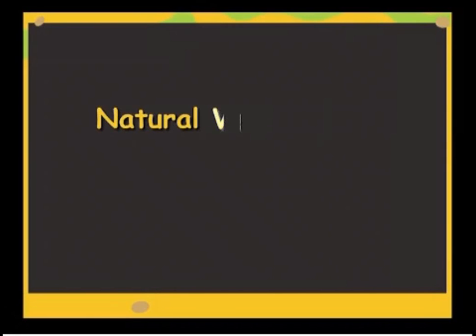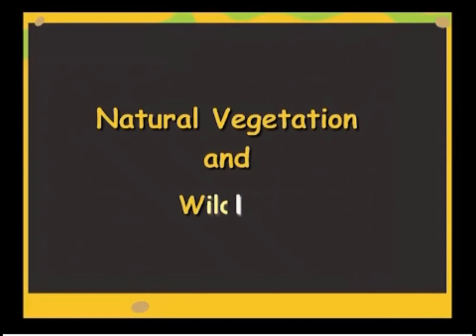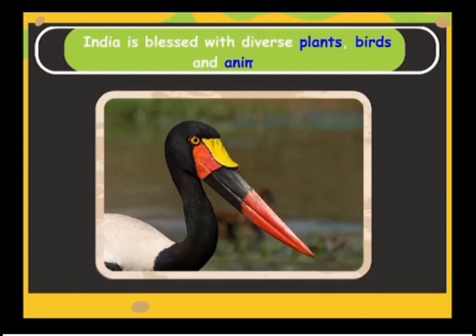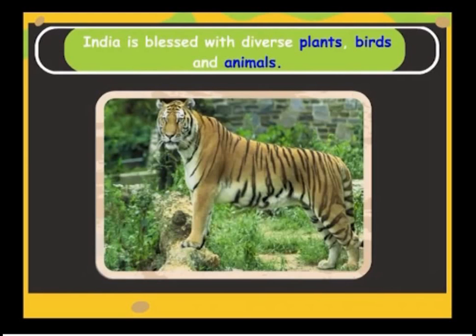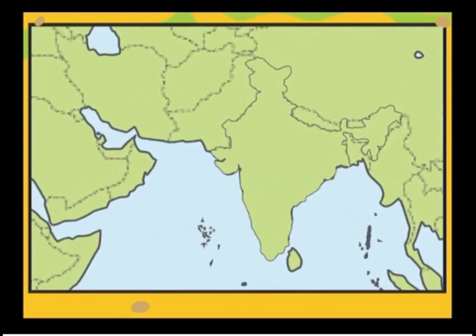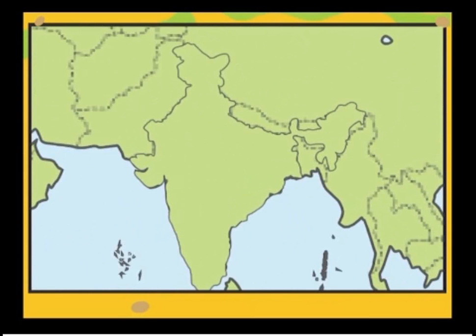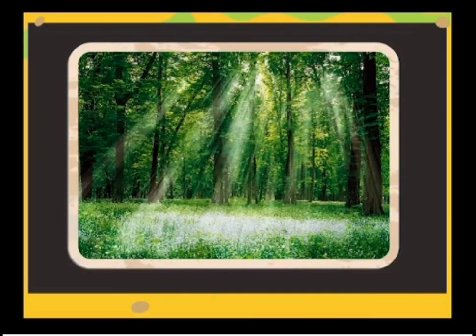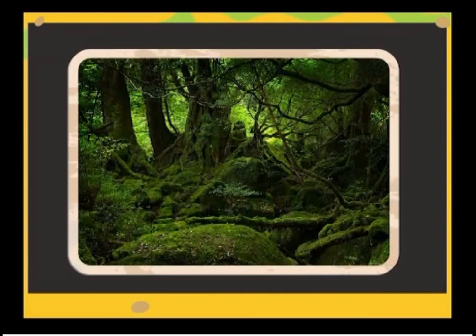Come students, let us explore natural vegetation and wildlife in India. India is blessed with diverse plants, birds, and animals. If we closely look at this map, we find that India is situated largely in the tropical zone. This is the reason why India is home to diverse temperatures and receives high rainfall. These conditions make India highly suitable for the growth of forests.